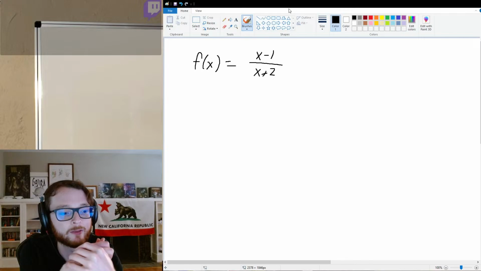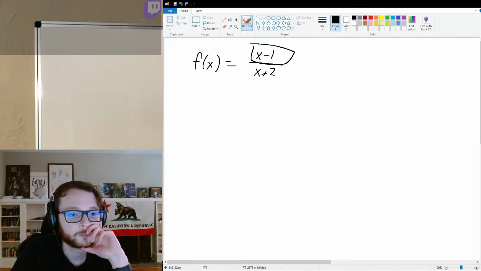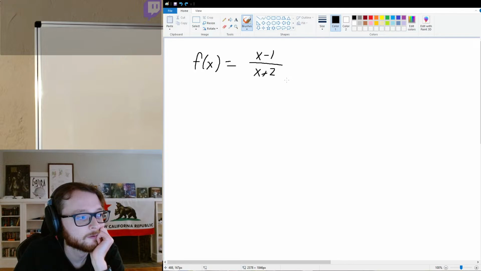So I would simplify this before even trying to put it into geometric form, because the x minus 1 in the numerator makes things unclear to me. You probably could still apply the formula, I bet.